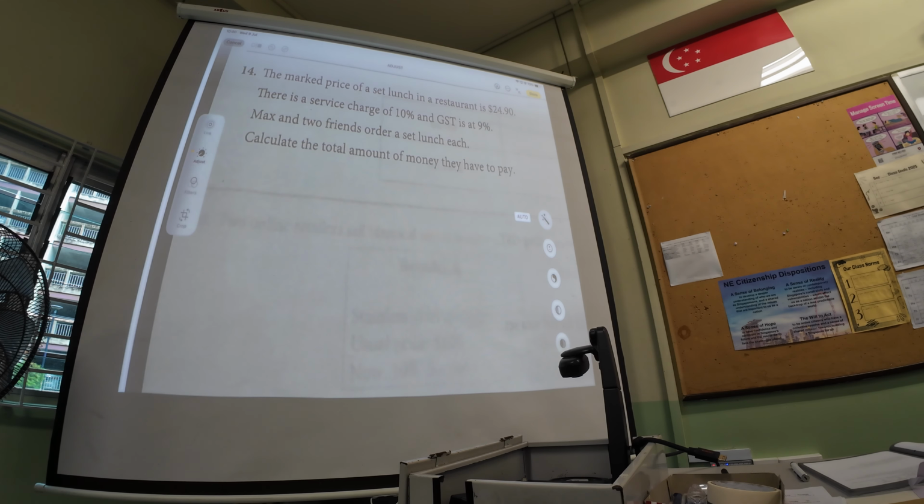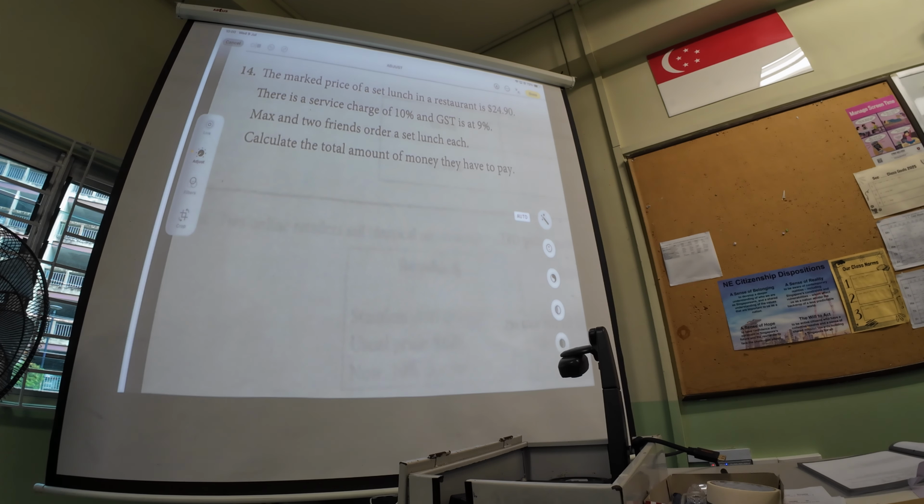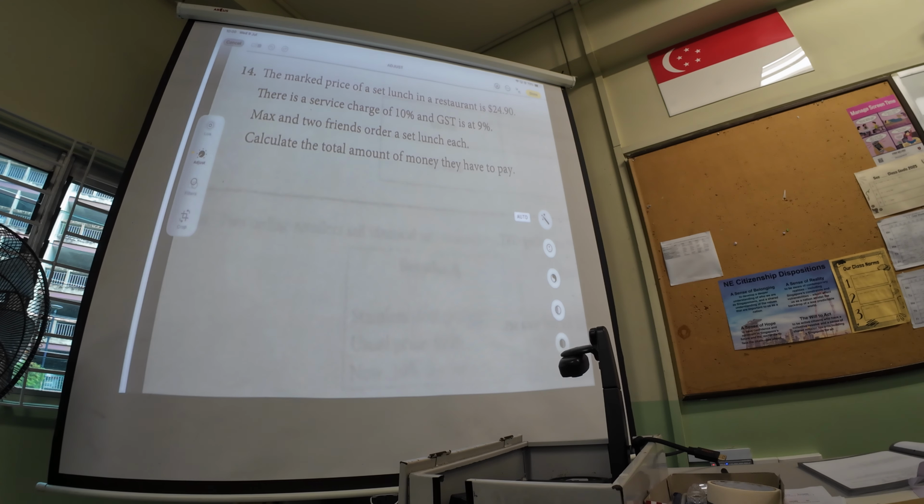So today if you go to a restaurant and eat, there will be a service charge, there will be a GST. So what are all these components? Number one, when we go to a restaurant to eat, they charge us $24.90. The $24.90 is for the food, for the restaurant, the chef, they provide you this food.